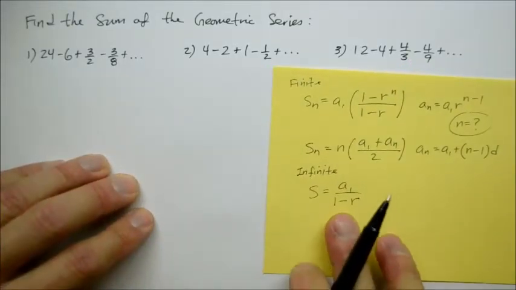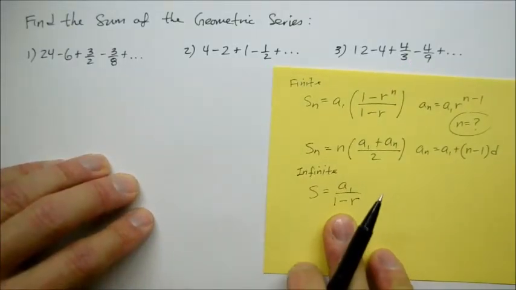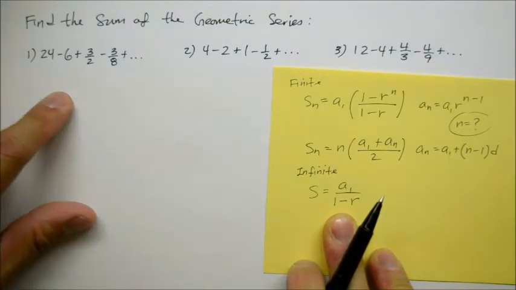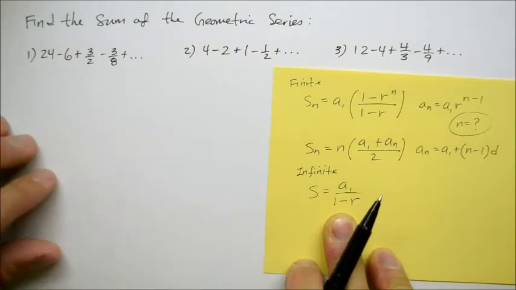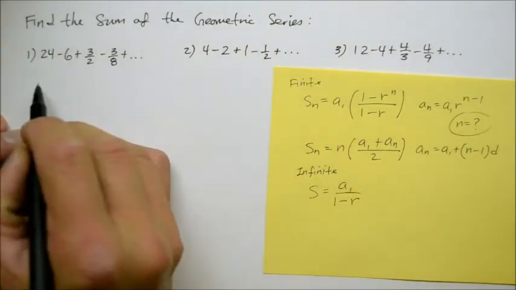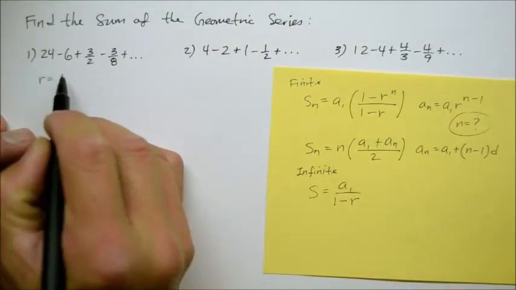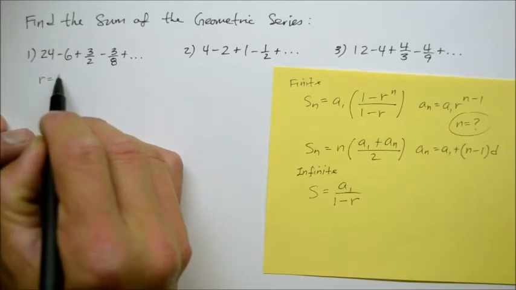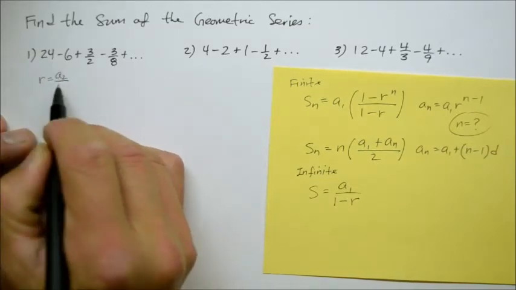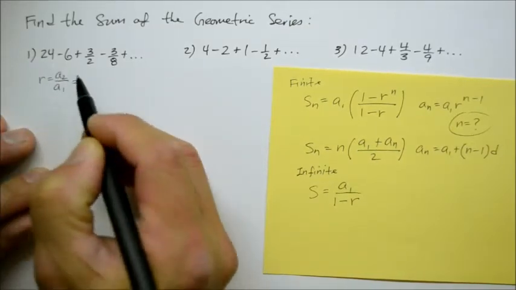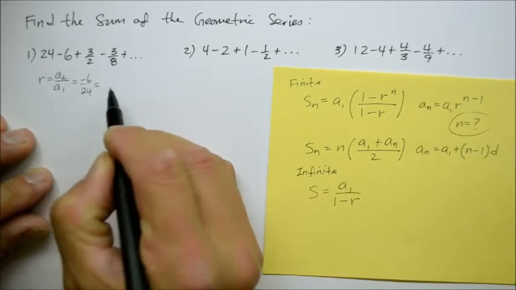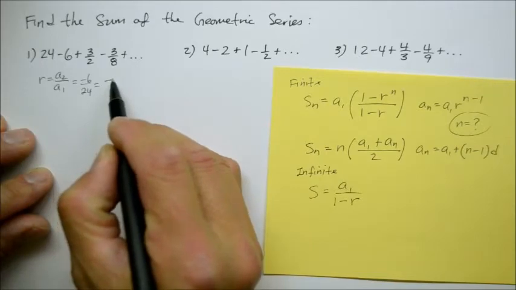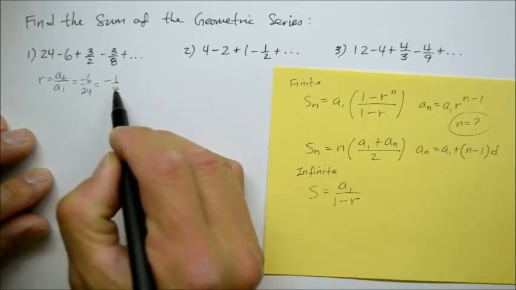So let's use this general form for the sum of the infinite geometric series to find out what would happen if you just kept on going at this common ratio. There is a ratio, so let's go and find that. The common ratio is determined by taking the following term, in this case a sub 2, divided by the initial a sub 1. So you go negative 6 divided by 24. So the common ratio is going to be negative 1 over 4.